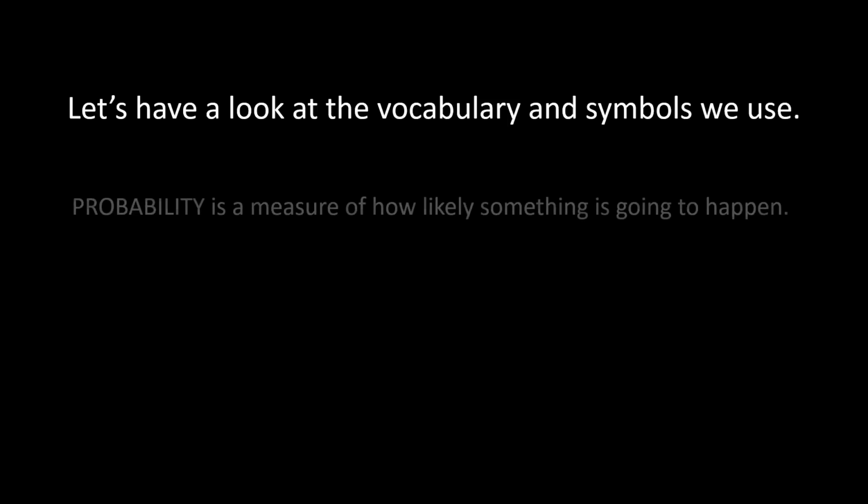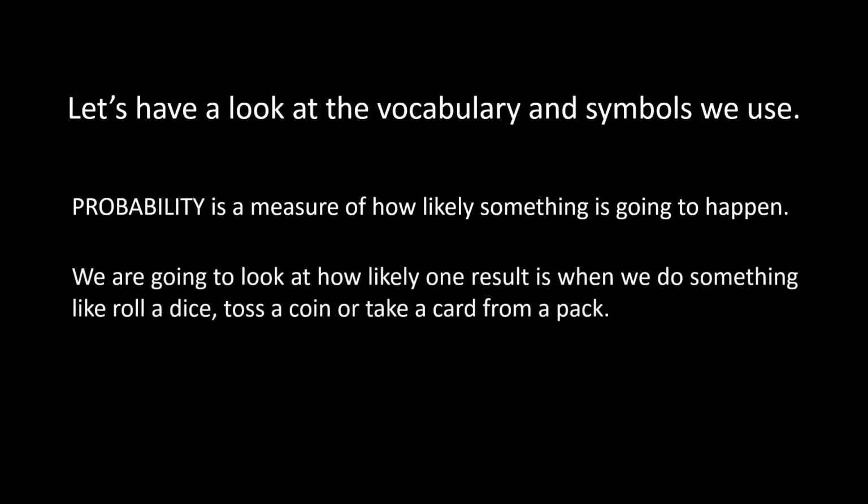So let's have a little look at the vocabulary and the stuff that we use. So there's just a definition of probability again. It's a measure of how likely something's going to happen. And we're going to look at how likely one result is when we do something like roll a dice or toss a coin or take a card from a pack.